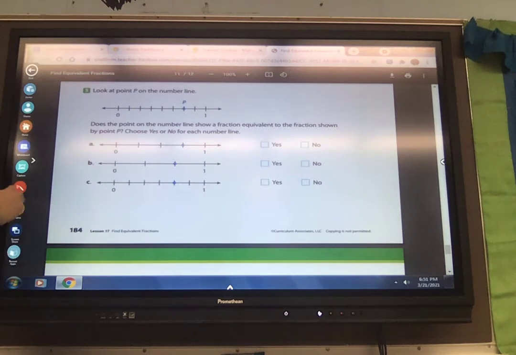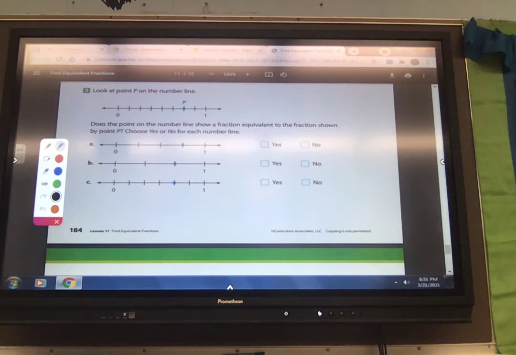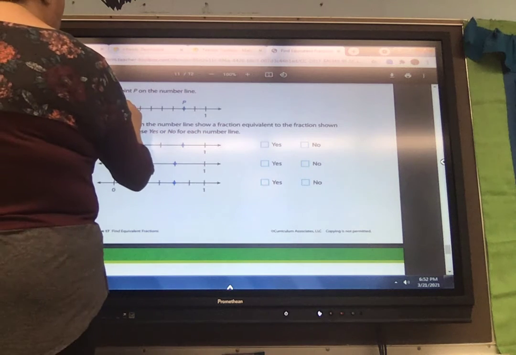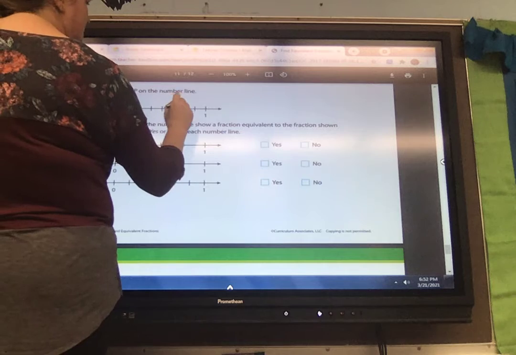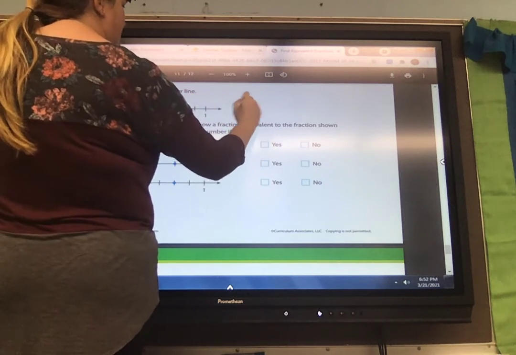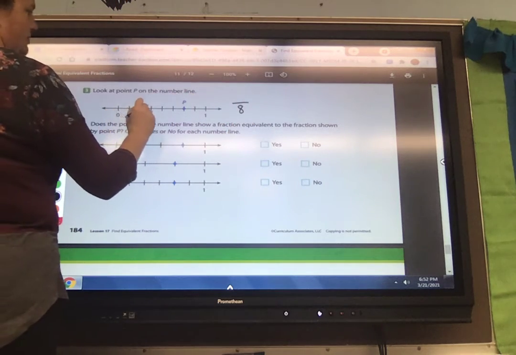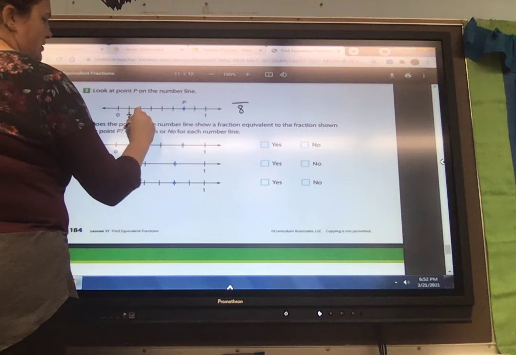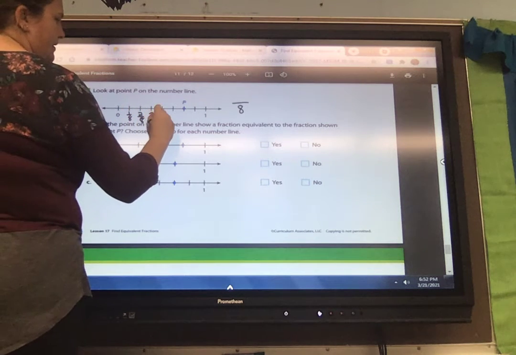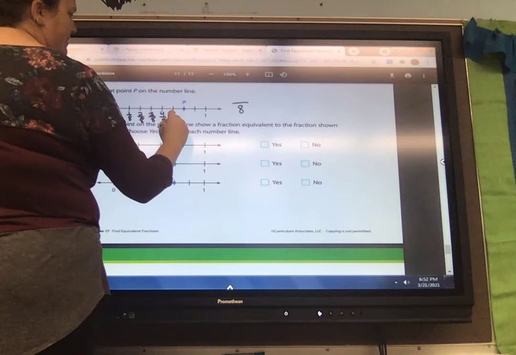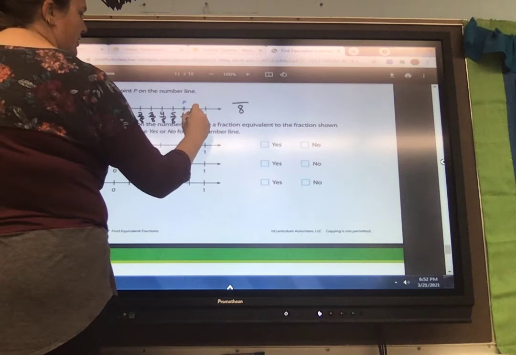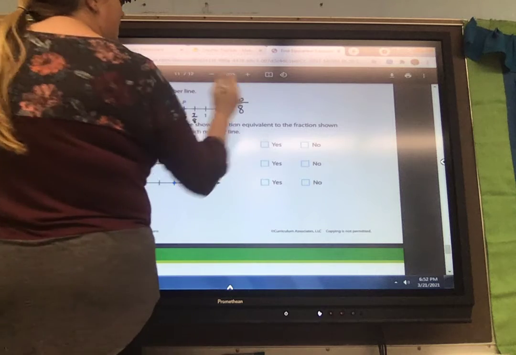All right, number 3. Look at point P on the number line. Does the point on the number line show a fraction equivalent to the fraction shown by point P? So let's figure out what our fractions are and butterfly them. So let's figure out P. 1, 2, 3, 4, 5, 6, 7, 8 is our denominator. And we're on 1, 2, 3, 4, 5, 6. We're on 6. So P is 6/8.